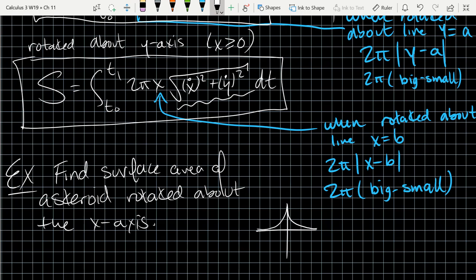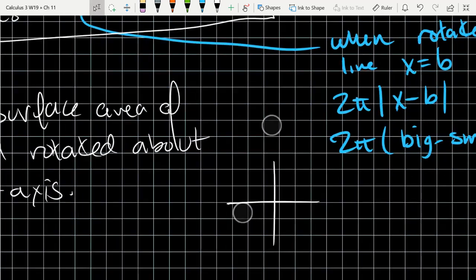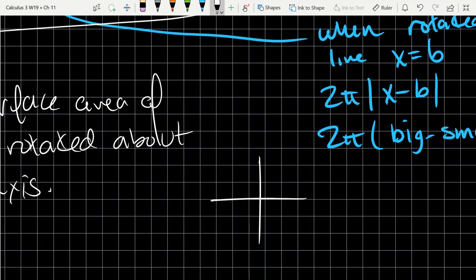Oh, let's use symmetry. Do I even need to do the whole top half of the asteroid? I can use the right half. If I can erase, there we go. I'll use the right half. Now do I quadruple or double this rotation? You're going to double it. So it's a little bit strange. You're going to double this rotation. So t from 0 to pi over 2, and we're doubling.